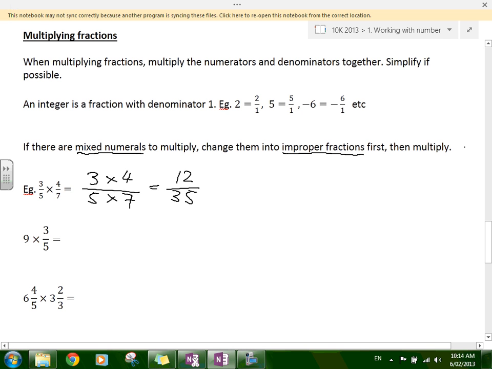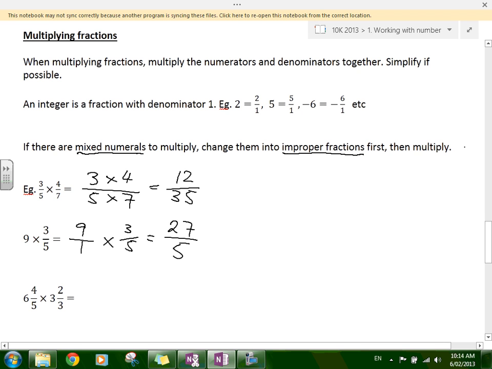The next one we have 9 times 3 over 5. Okay, so we need to make sure we don't make the mistake of multiplying top and bottom by 9. We can rewrite this as 9 over 1 multiplied by 3 over 5. What's 9 times 3? 27, good. Multiply the numerators and then multiply the denominators. 1 times 5 is just 5. Good. So 27 over 5 is the answer to this one. Okay, just multiply the numerators, multiply the denominators.